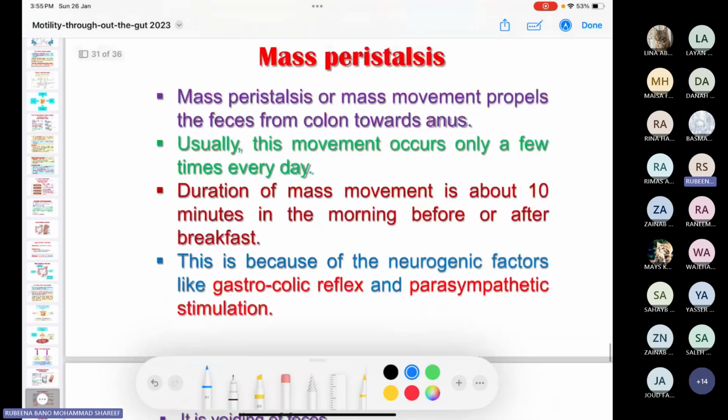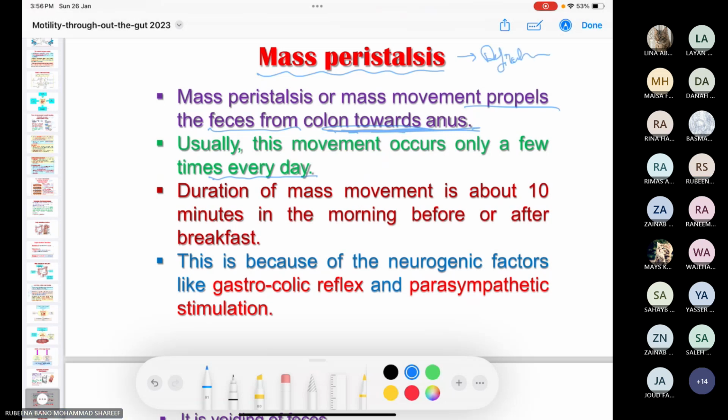Mass peristalsis, or mass movement, propels the feces from the colon towards the anus. And usually this movement occurs only a few times every day. Because this mass peristalsis is responsible for defecation.